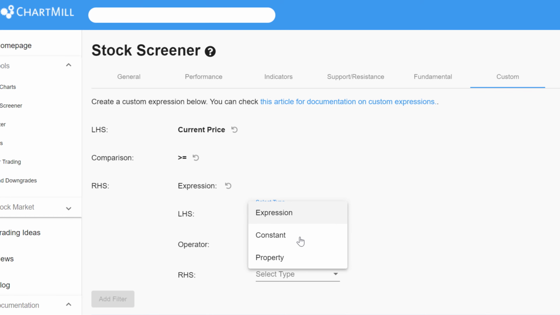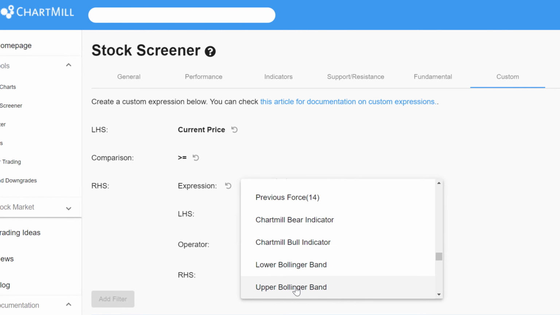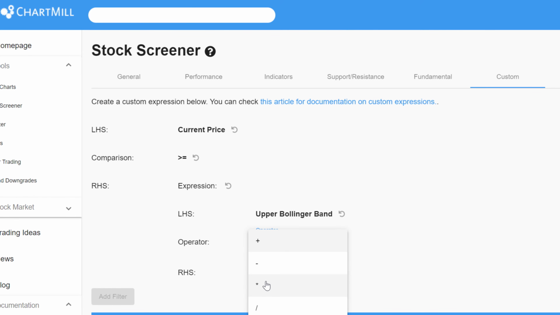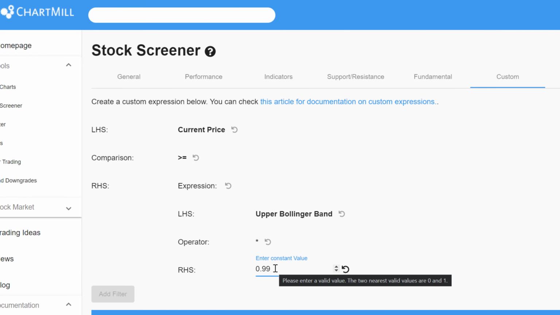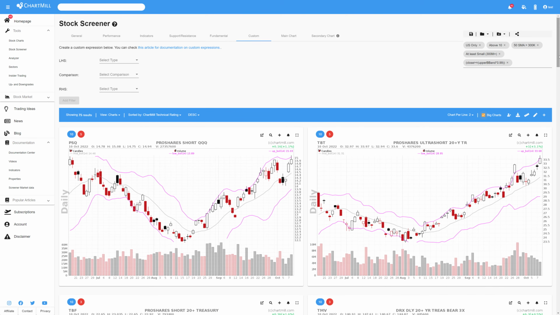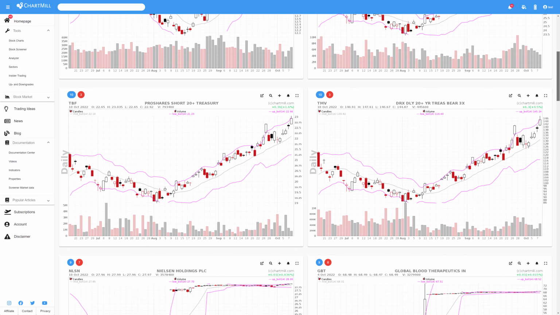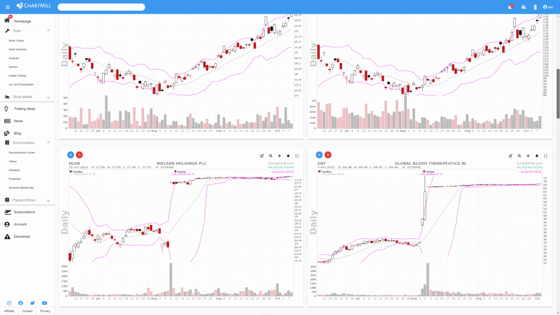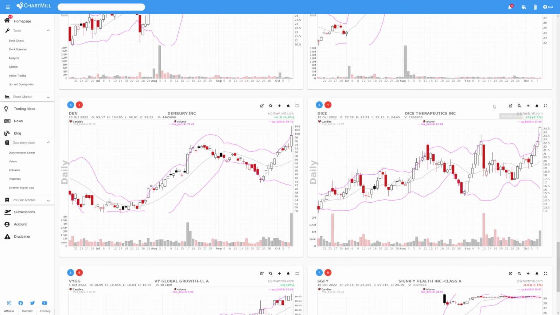And here we are going to define the 1% distance of the upper Bollinger Band. For the left-hand side, select Property and then Upper Bollinger Bands. For the operator itself, select Multiply by. And for the right-hand side, select Constant and enter 0.99 as the value. So with this operation, we have defined a price just 1% lower than the current upper Bollinger value. With this custom filter, you now get to see only the stocks that are at max 1% away from the upper Bollinger Band. So the stock screener currently shows 75 results.